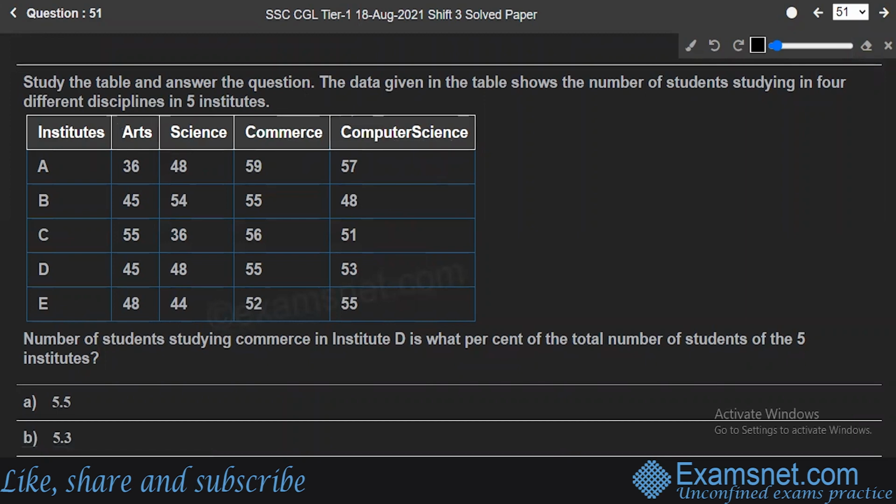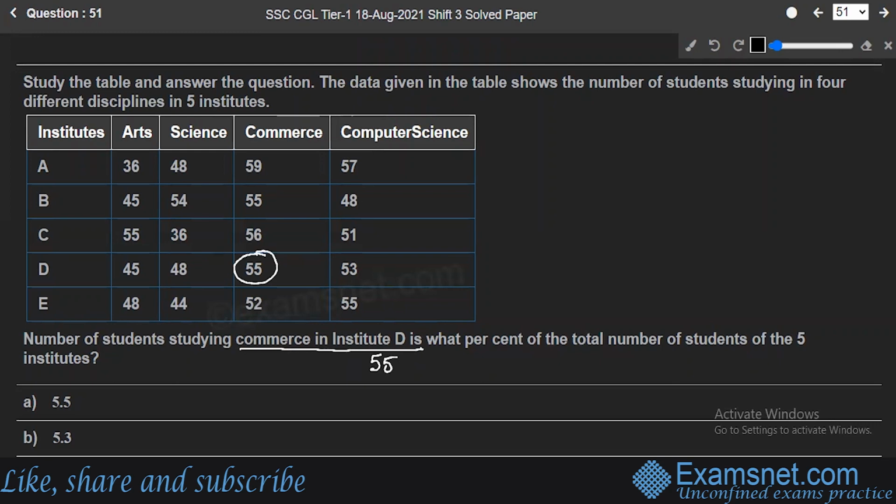Now the question. Number of students studying commerce in Institute D is what percent of the total number of students in the 5 institutes? So, very first thing, what are the number of students studying in commerce in Institute D? It is 55. Next thing, what percent of the total number of students in the 5 institutes?